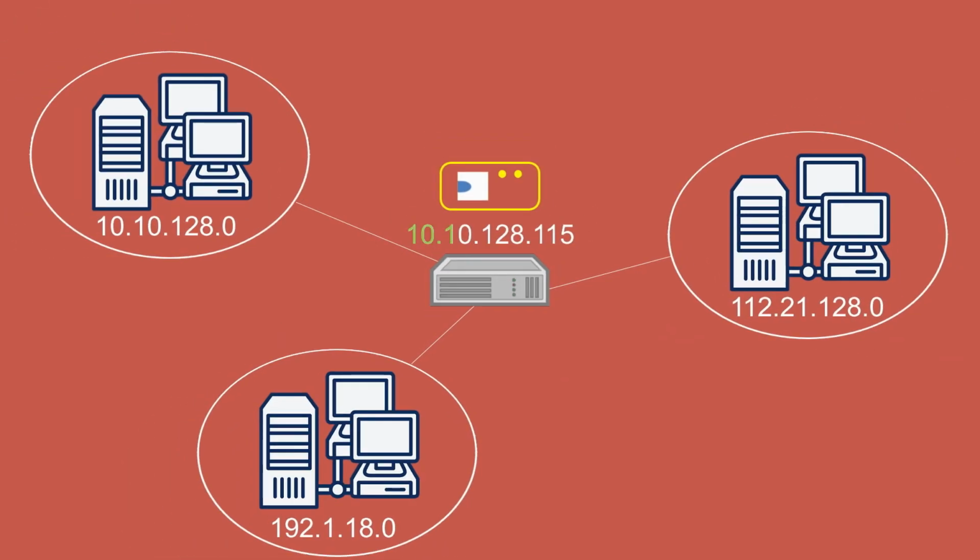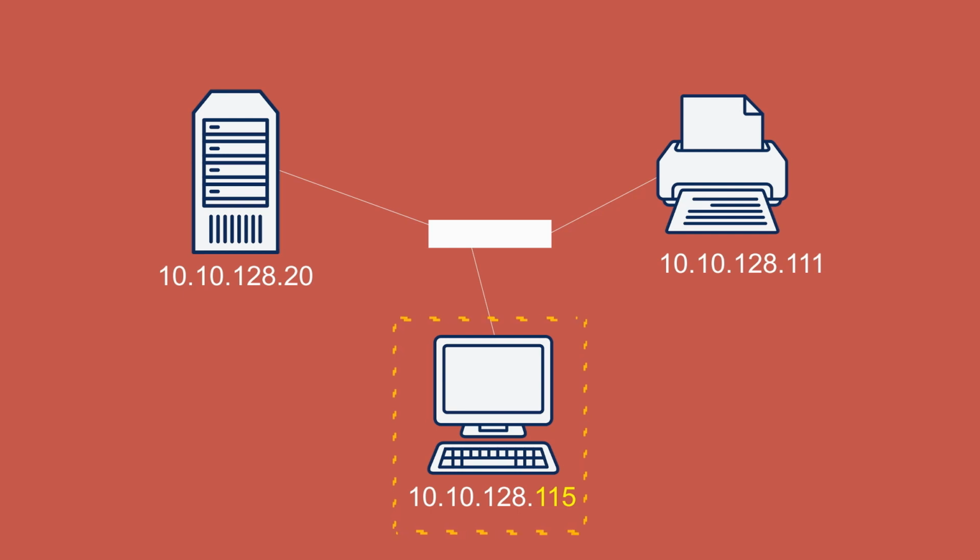Here's a quick overview. Using the network's ID, routers are able to narrow down the local network where the packet needs to go. Once that is done, the destination device can now be identified through the host ID.